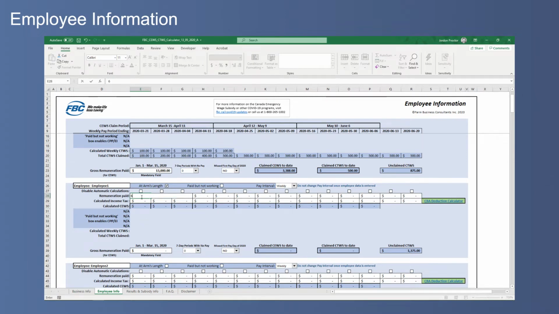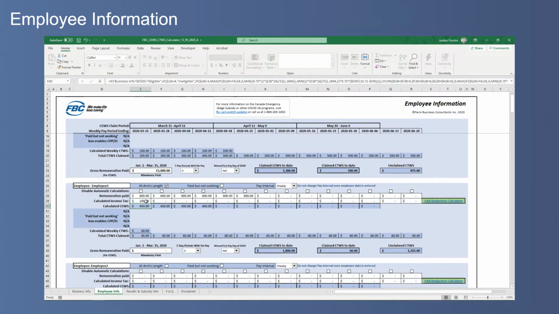Their salary is going to be $600 weekly, and we're going to do that for, say, 6 pay periods. And we're going to make their income tax $100 relative to that. And same, drag that across for 6 periods.